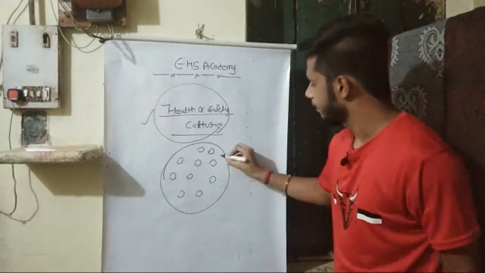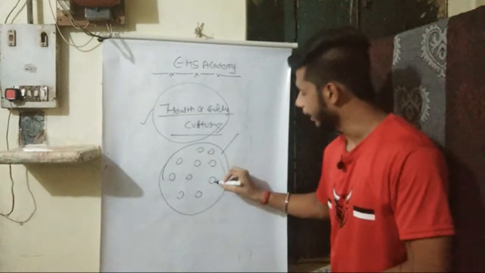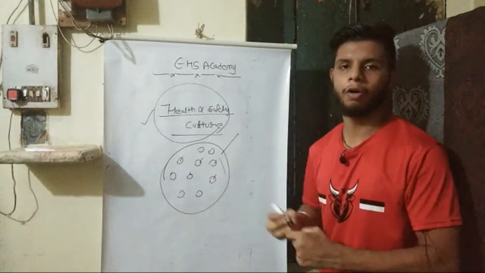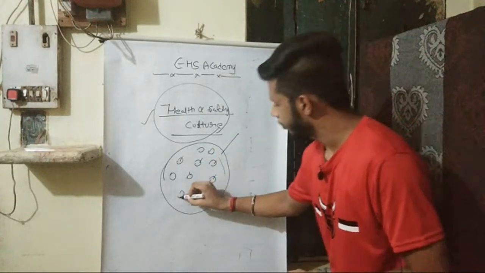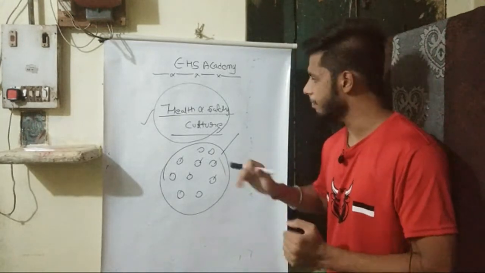So see guys, this is the organization. Consider this is the organization. I hope it is clear to you. And these are the members, or you can say these are the individuals who are working in an organization. Now, how they feel and think about safety, this is the meaning of the health and safety culture.